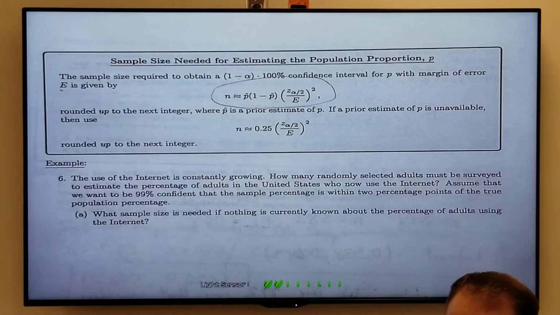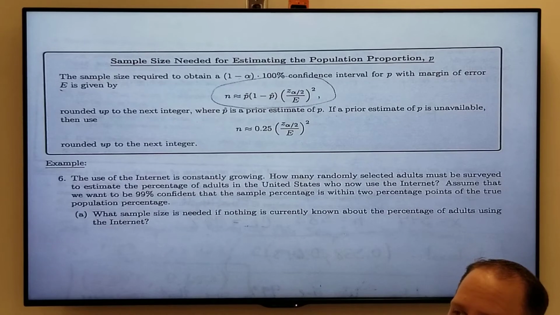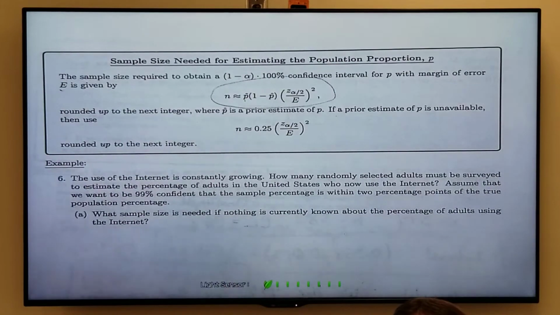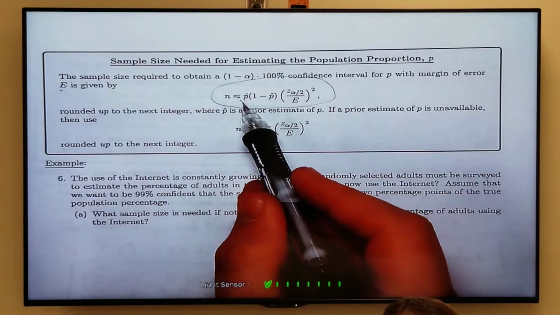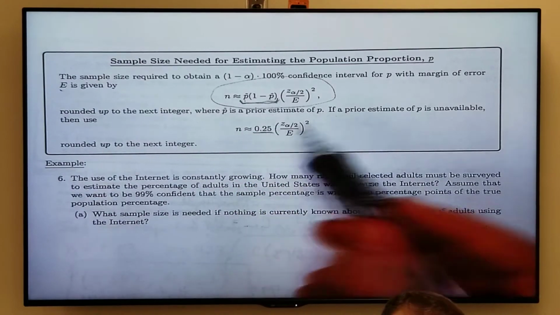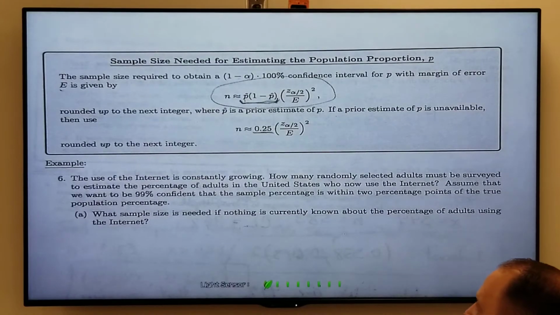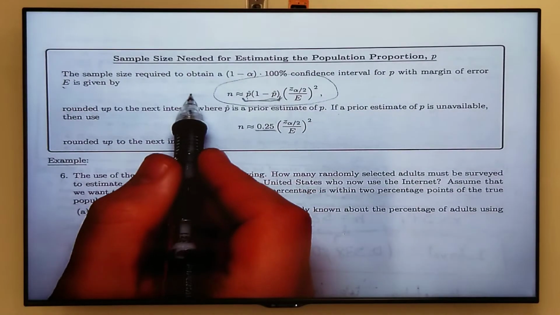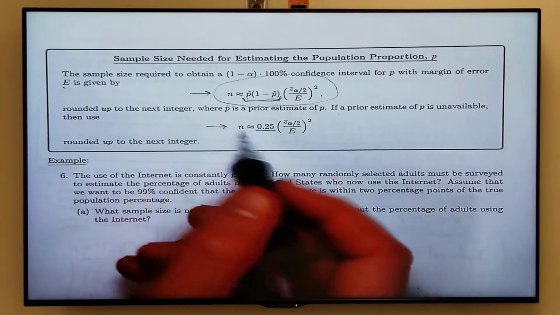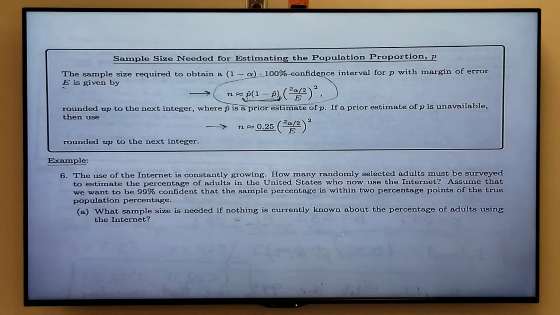Now, chances are, if you're trying to figure out the sample size you need in order to estimate P, you probably don't have a prior estimate for P, right? You probably don't have a value for P hat. If that's the case, then you can just replace the P hat times 1 minus P hat part with 0.25. That's the largest that P hat times 1 minus P hat can ever get, okay? So we use this top formula if we have a prior estimate. We use this bottom formula if we don't have a prior estimate. And I'll give you an example of both of those, okay?